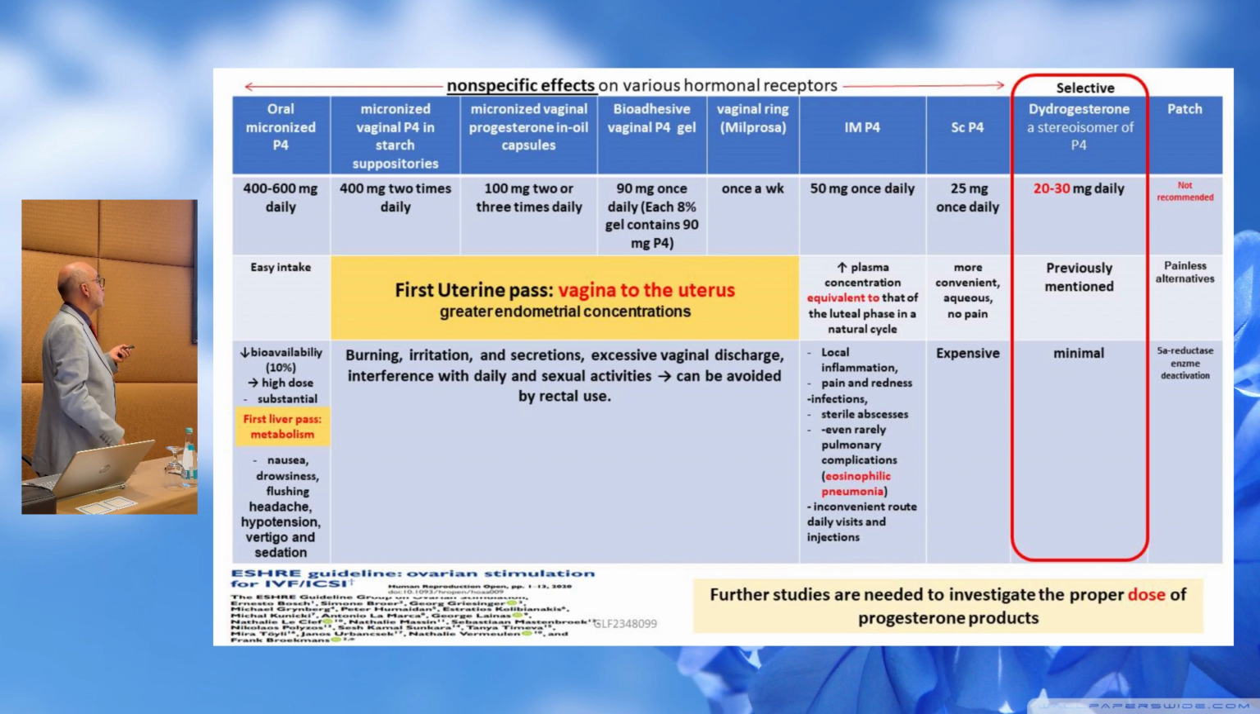So many patients do not like it. That's why some companies recommend rectal use of the vaginal capsules. But again, the absorption or bioavailability of these capsules, even rectally, is 5%, which is too low.